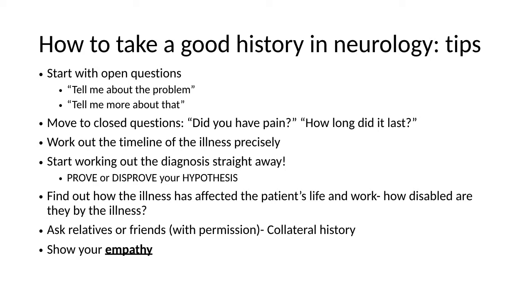So to get started, how do you take a good neurology history? Well, it's not too different to other histories in that you start with open questions. So starting with a generally open statement that can be answered by the patient however they wish. Something like, tell me about the problem, or tell me more about that. And then after they've told you their narrative of how things have gone, then you can move on to your own style of closed questions. Things they may not have mentioned, things like, did you have pain? Or how long did it last? When you want to clarify the details of specific things.